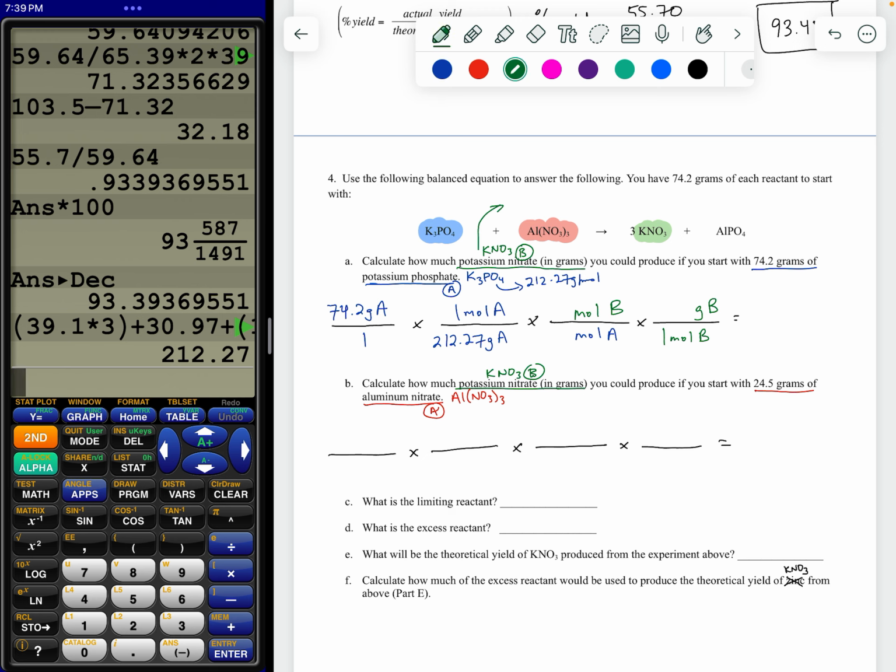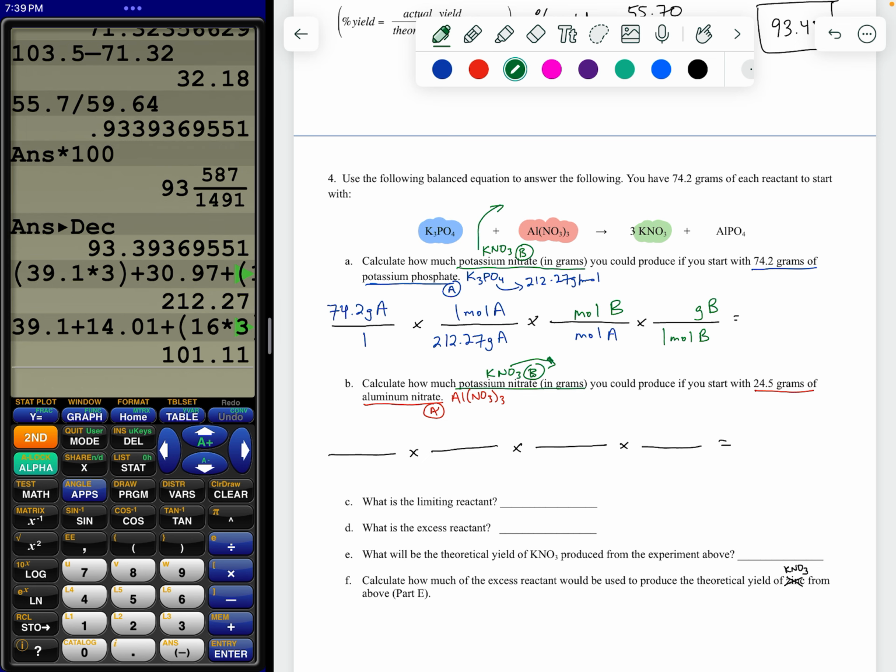Let's do the same thing for potassium nitrate, and then we will have it for down here, but I will also write it over here so that you see it. 39.1 plus 14.01 for the nitrogen, and our 16 times 3 for the 3 oxygen. We get about 101.11 grams per mole. And so that's going to be the molar mass at the very end there, in both cases, right?